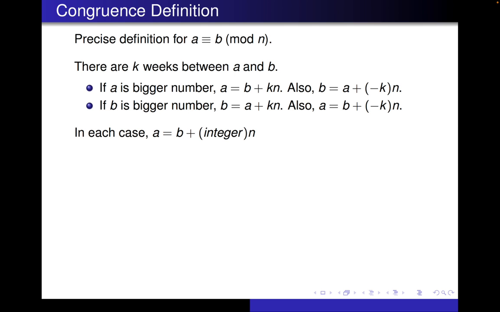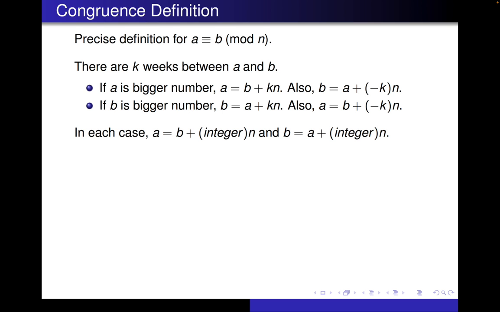And notice that in both cases, you can write A equals B plus some integer times n. Now, it's not the same integer in both cases. One's when A is bigger than B, and one is when B is bigger than A. In the first case, that integer is just k, right? A is equal to B plus kn. In the second one, it's negative k, which, by the way, is also an integer. If k is an integer, negative k is also an integer. And we can also say that B is equal to A plus an integer times n. In that first case, that integer is negative k, and in the second case, the integer is k.